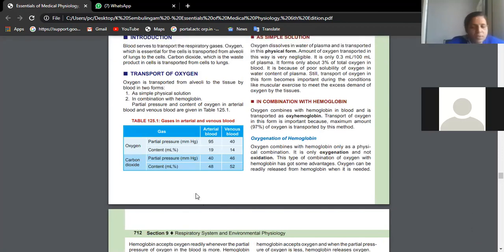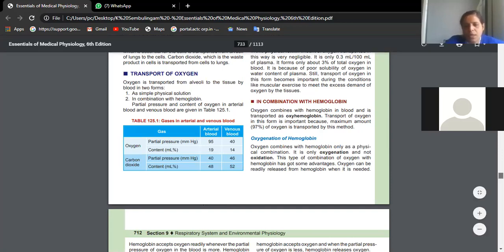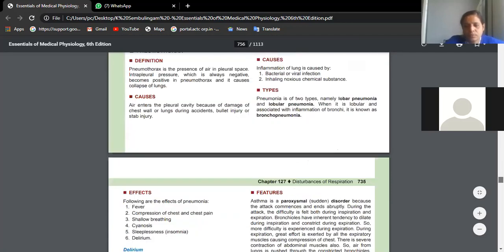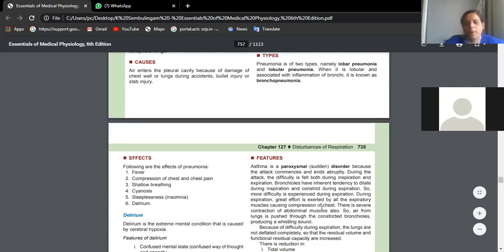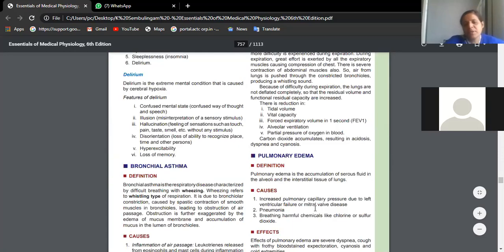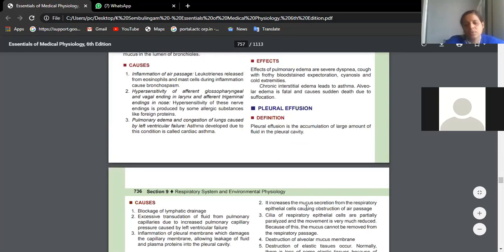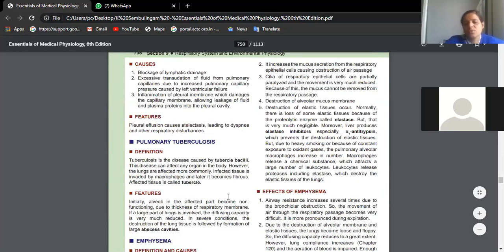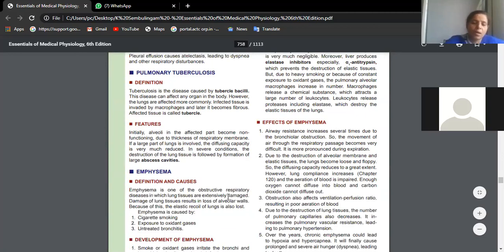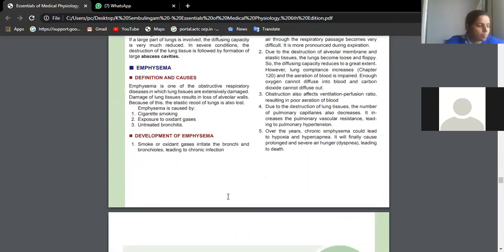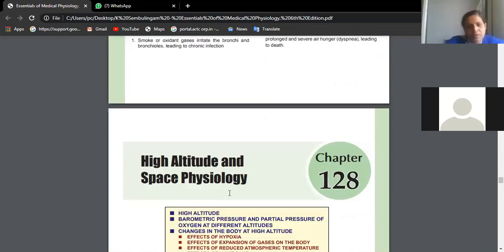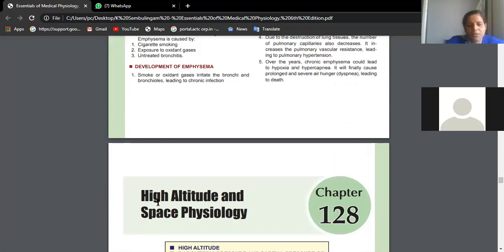Then, what is high altitude? In the same chapter, we also have high altitude. That means as we go up, oxygen concentration in the atmosphere reduces, right? So RBC production will increase so as to compensate for the less oxygen in the atmosphere. That is high altitude.